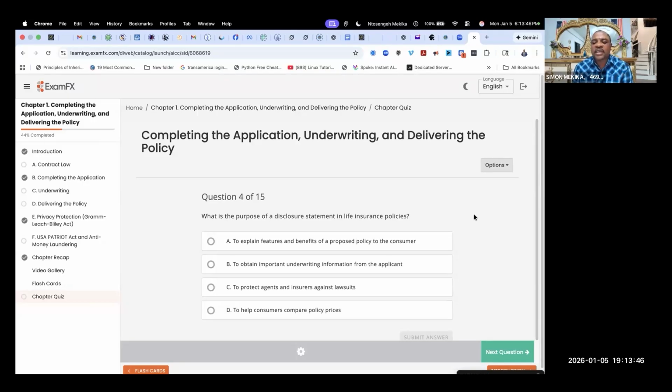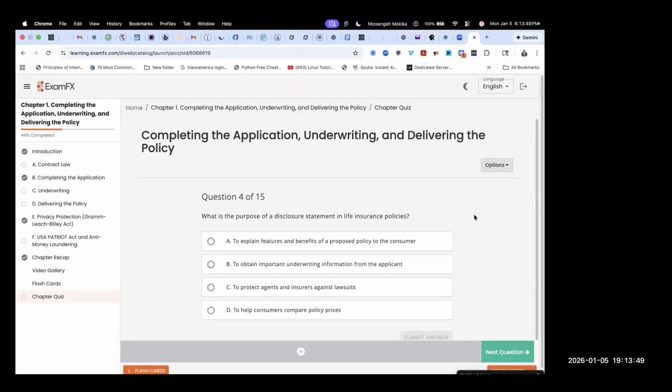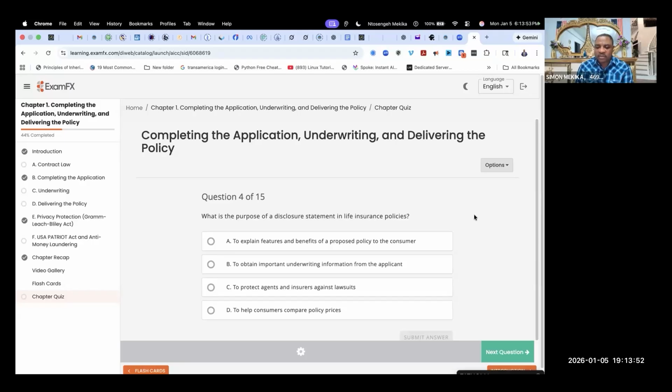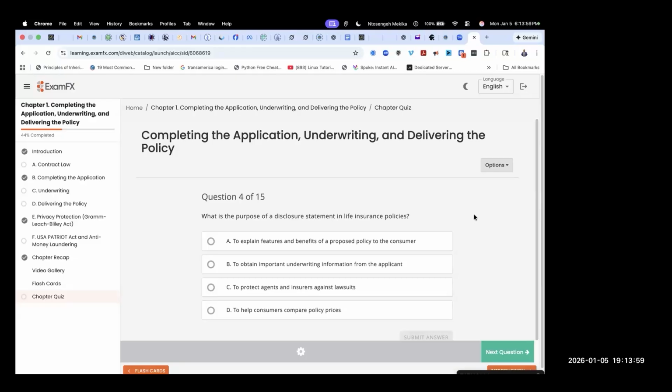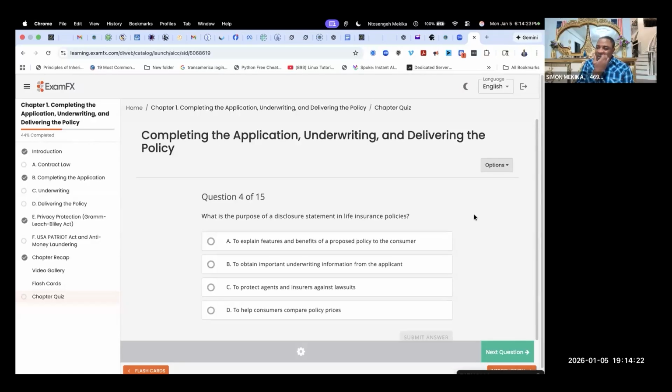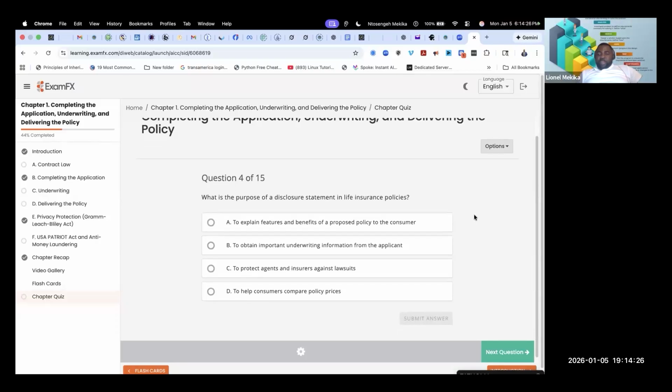All right, so what is the key word? Sometimes when it gets troubling, look at the key word. Disclosure. What is a disclosure? You know it. So now in the policy, what does that mean? Looking at this, the disclosure statement is coming here to explain features. I will pick this one right off the bat based on these keywords, because it explains the features and benefits of the proposed policy to the consumer. I stand corrected if I'm wrong, but I'm sure it's A. Okay, I will start by eliminating A, B, and D. So I'll stick to C.